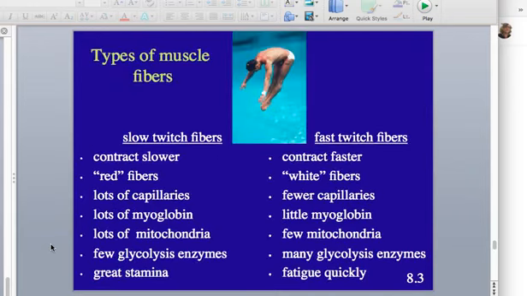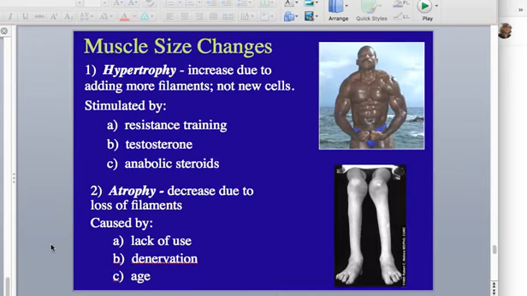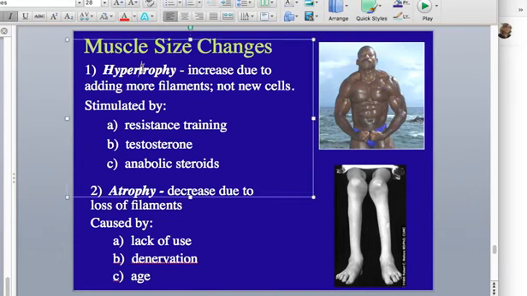And there's other reasons to work out we're not going to go into. Okay, so there's two different kinds of muscle sizes. If you have what's called hypertrophy, that's where you increase due to adding more filaments. It's not new cells, it's just within the cell you start creating new filaments. This happens if you are doing resistance training, so if you're working out. Resistance training is like weight training and that kind of thing.